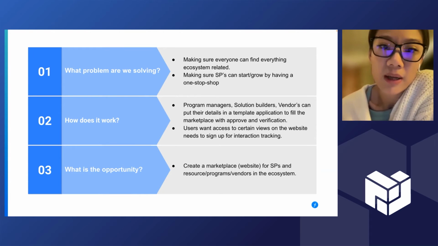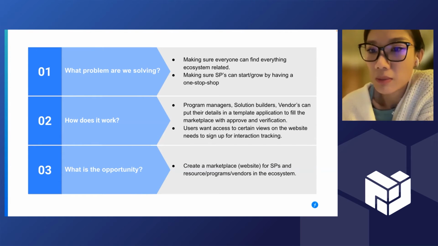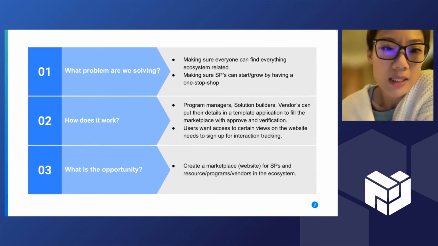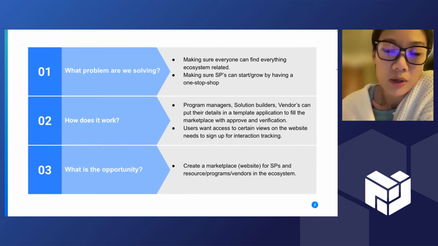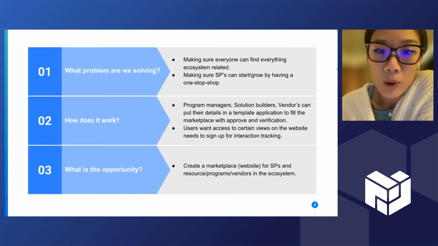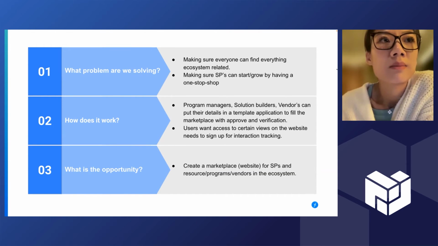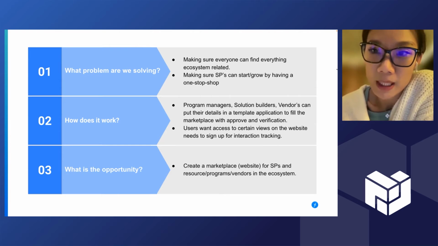We want to make sure everyone can find everything that is ecosystem related in one place. Second of all, we're making sure SPs can start and grow by having a one-stop shop place to get the resources they need. How does it work? We're thinking of creating a place involving all the PMs with their products and also solution builders and vendors, and making it easy for them to add their programs or products or resources by filling out an application in the marketplace. But it's going to be approved and validated by the PL team.